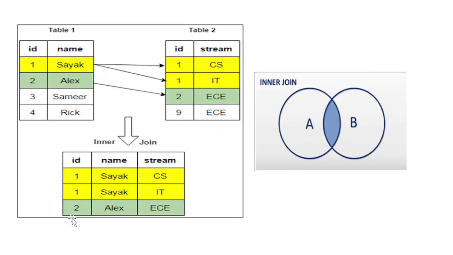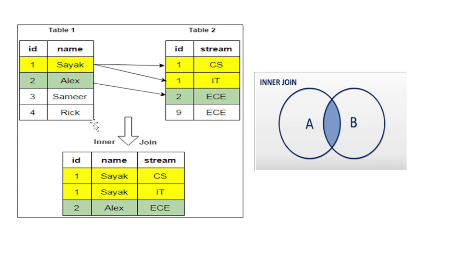Let's dive into more detail of joins. Now I'll explain the inner join. So I have two tables. One is for student IDs, another for the IDs of those who enrolled for some courses. You can see CS, IT, ECE, these are the streams, and these students enrolled for these courses. You can see Sayak enrolled for CS and IT, and Alex enrolled for ECE, but there is no data for Samir and Rick.